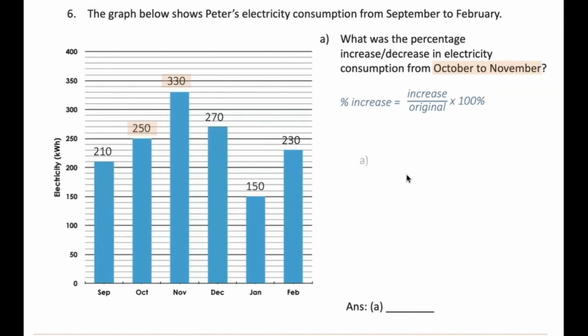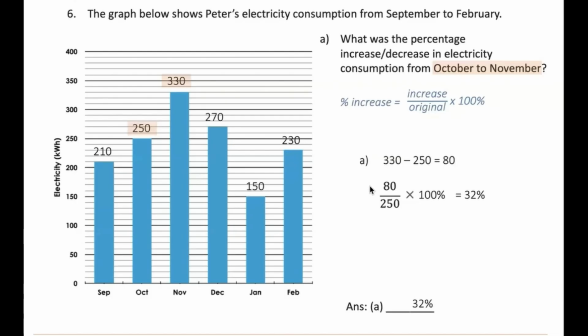So the trick is, what is the original? Increase is very easy to find. You just find the difference. The original is the month before. This is not the original. This is the original. Okay, 250, 80 over what it was before the increase, times 100%. So that's the answer. Okay, let's look at part B.